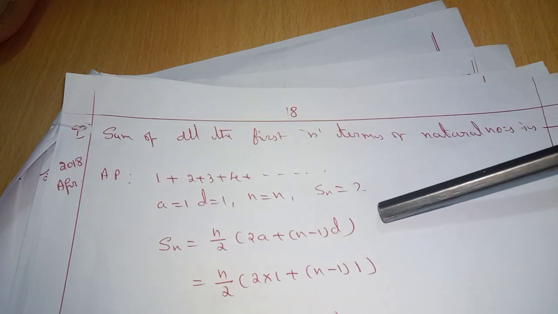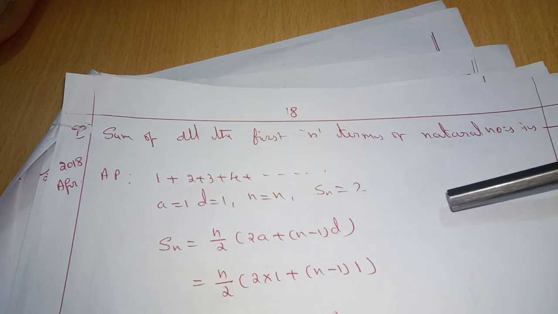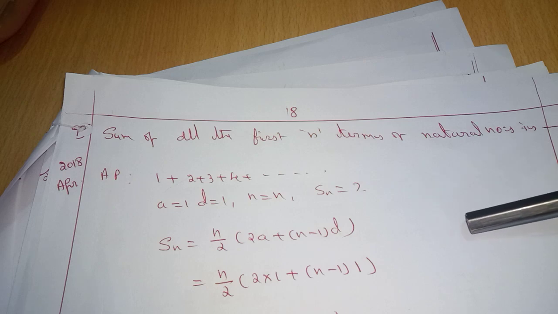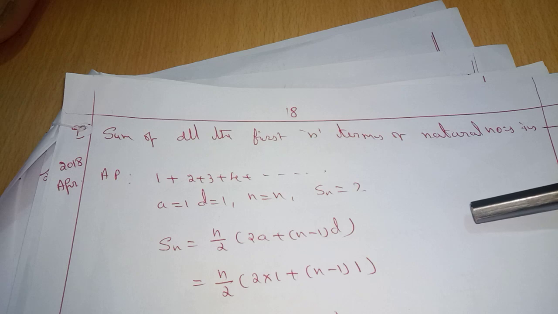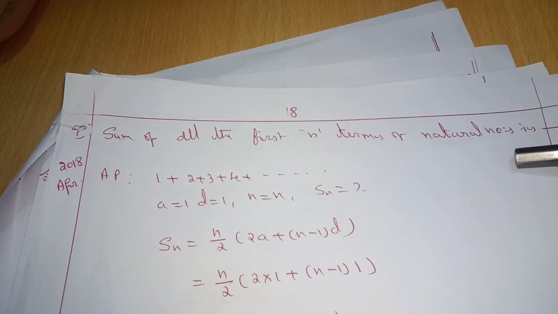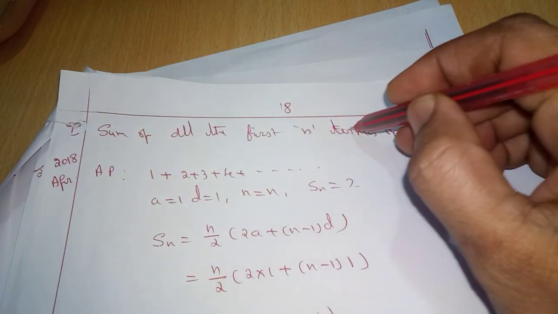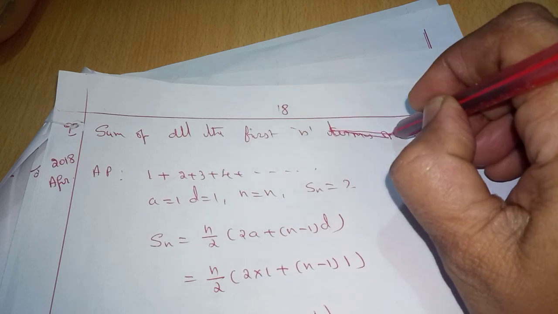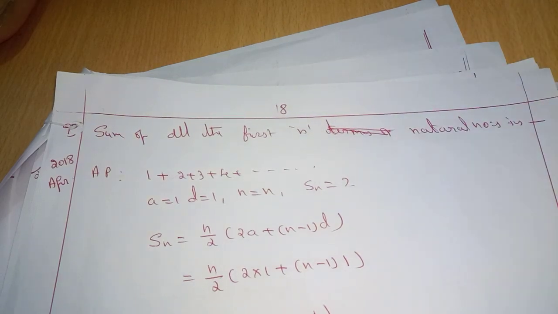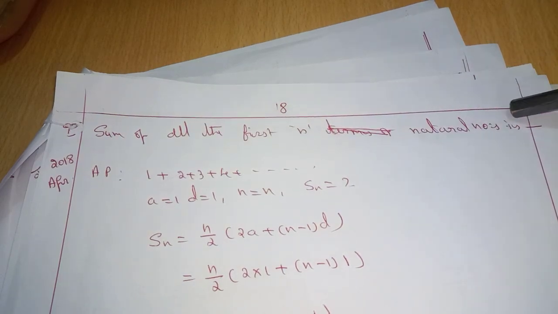Next, the sum of the first n natural numbers is.